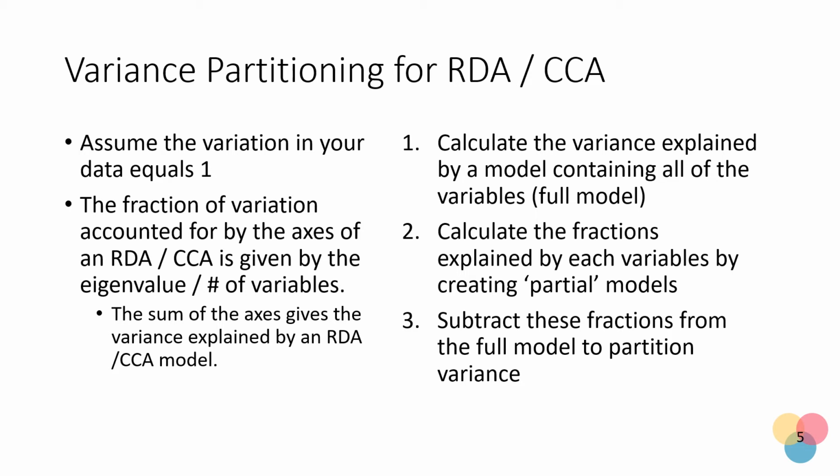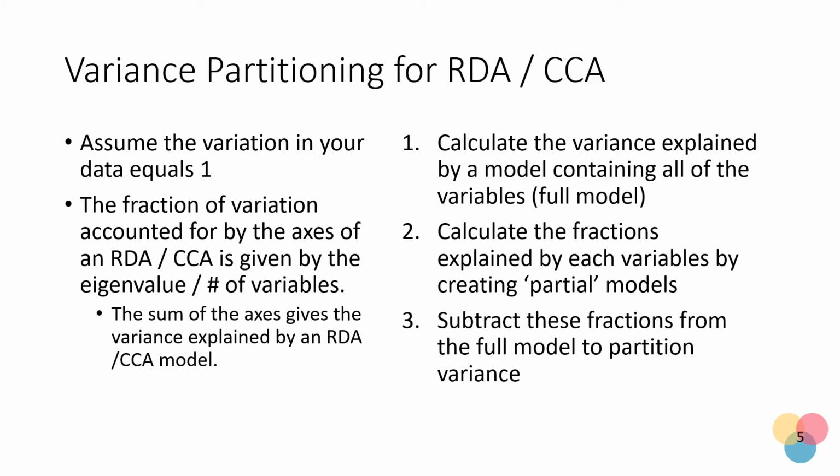So the high-level explanation of this is that we can calculate the variance explained by our full model containing each variable of interest, and then we can extract the partial variation of each variable by creating partial models and extracting variance explained by these to calculate variance explained by each component of our full model. In the multivariate case, we assume the variation in our data equals 1, and the variance explained by the full model is given by the sum of the variance explained by the axes. And we already know how to calculate this. For RDA and CCA, it is the eigenvalue over the number of variables in the model.